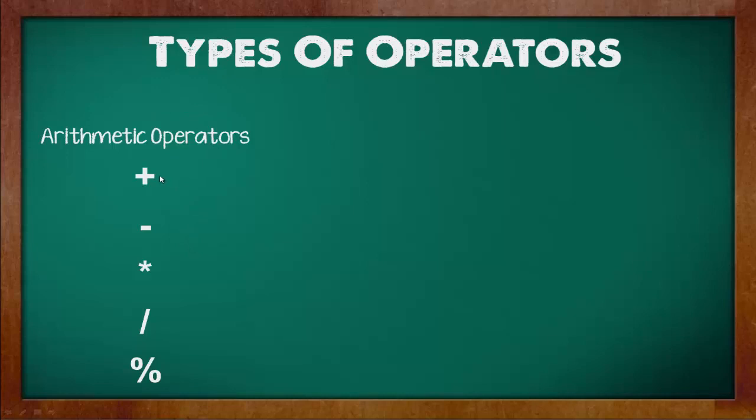Addition performs only the addition operation, subtraction performs the subtraction operation, multiplication performs multiplication, and division performs the division operation. And this is the most important operator. This is not a percentage, it is known as modulus or modulo. It gives us the remainder of any expression.